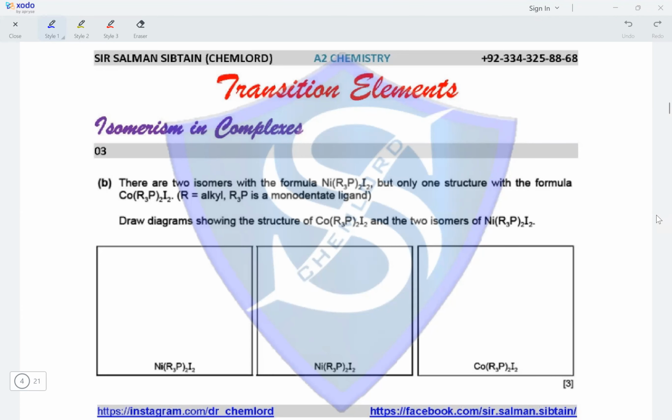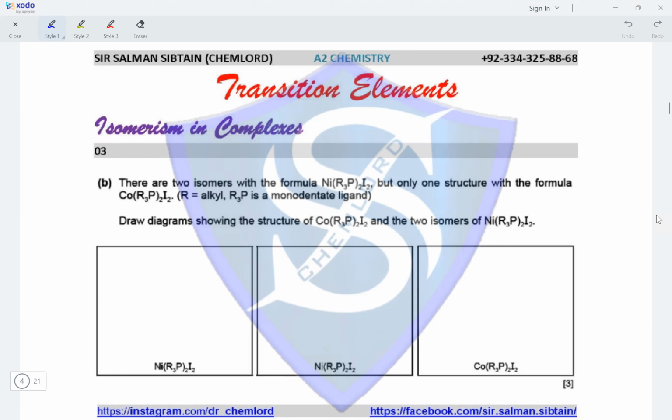Question 3. There are two isomers with the formula NiR3P twice, I twice, but only one structure with the formula CoR3P twice, I twice. R is the alkyl group and R3P is a monodentate ligand. Draw a diagram showing the structure of cobalt R3P twice, I twice, and the two isomers of nickel R3P twice, I twice.